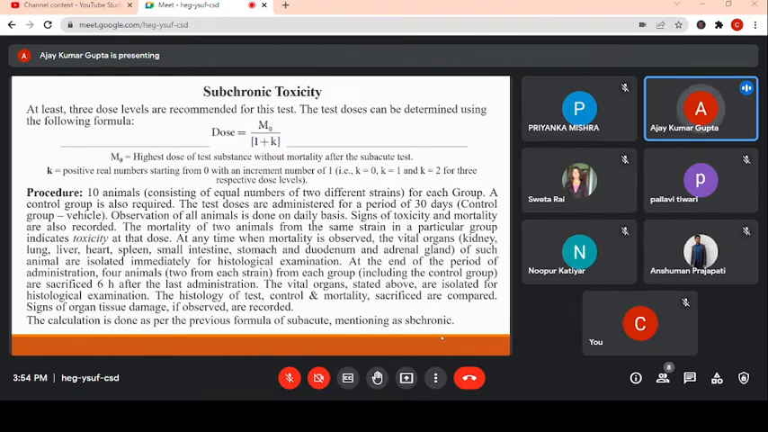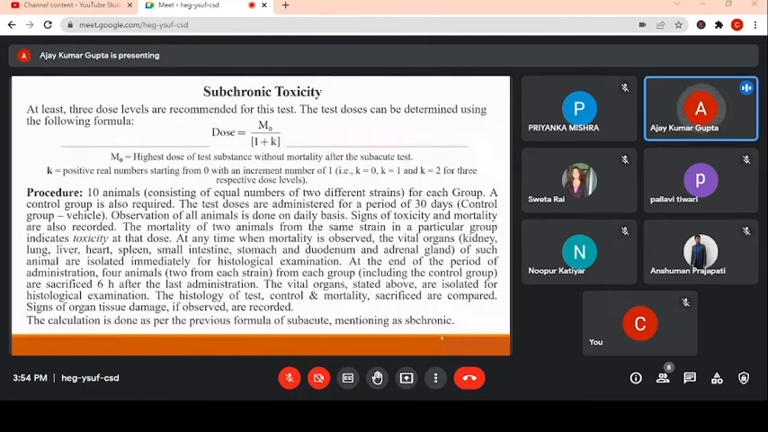So at any time when mortality is observed, the vital organs like kidney, lung, liver, heart, spleen, small intestine, stomach, duodenum, adrenal gland, etc. of such an animal are isolated immediately for histopathological examination.